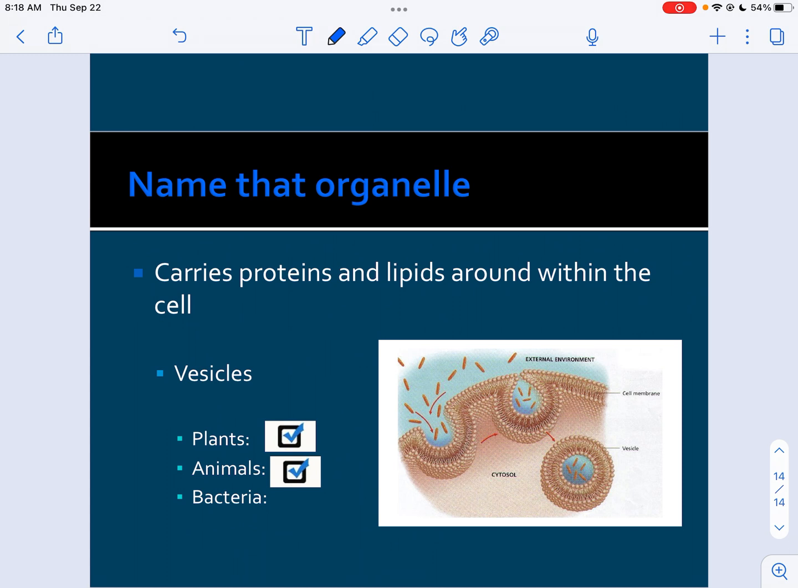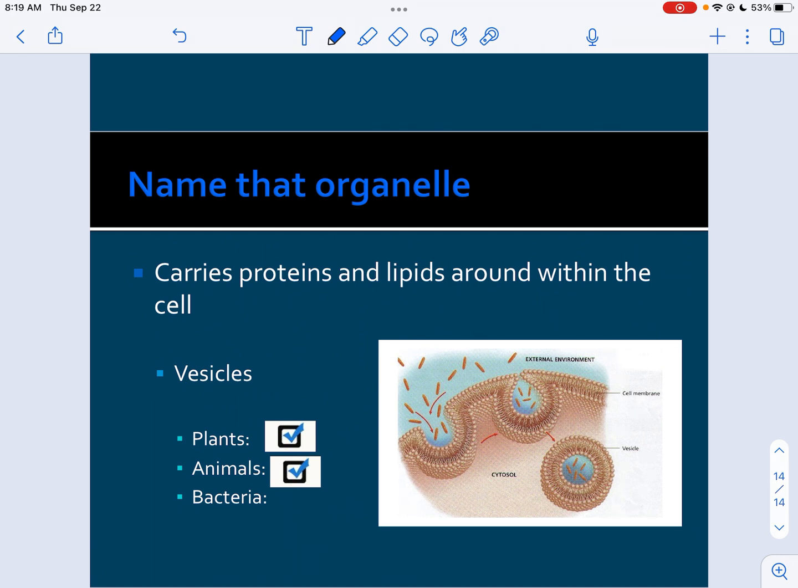We have our vesicles. Vesicles are going to help carry our proteins, our lipids around within the cell. They can merge with the plasma membrane and send things out to the outside part of the cell, as well as the inside.